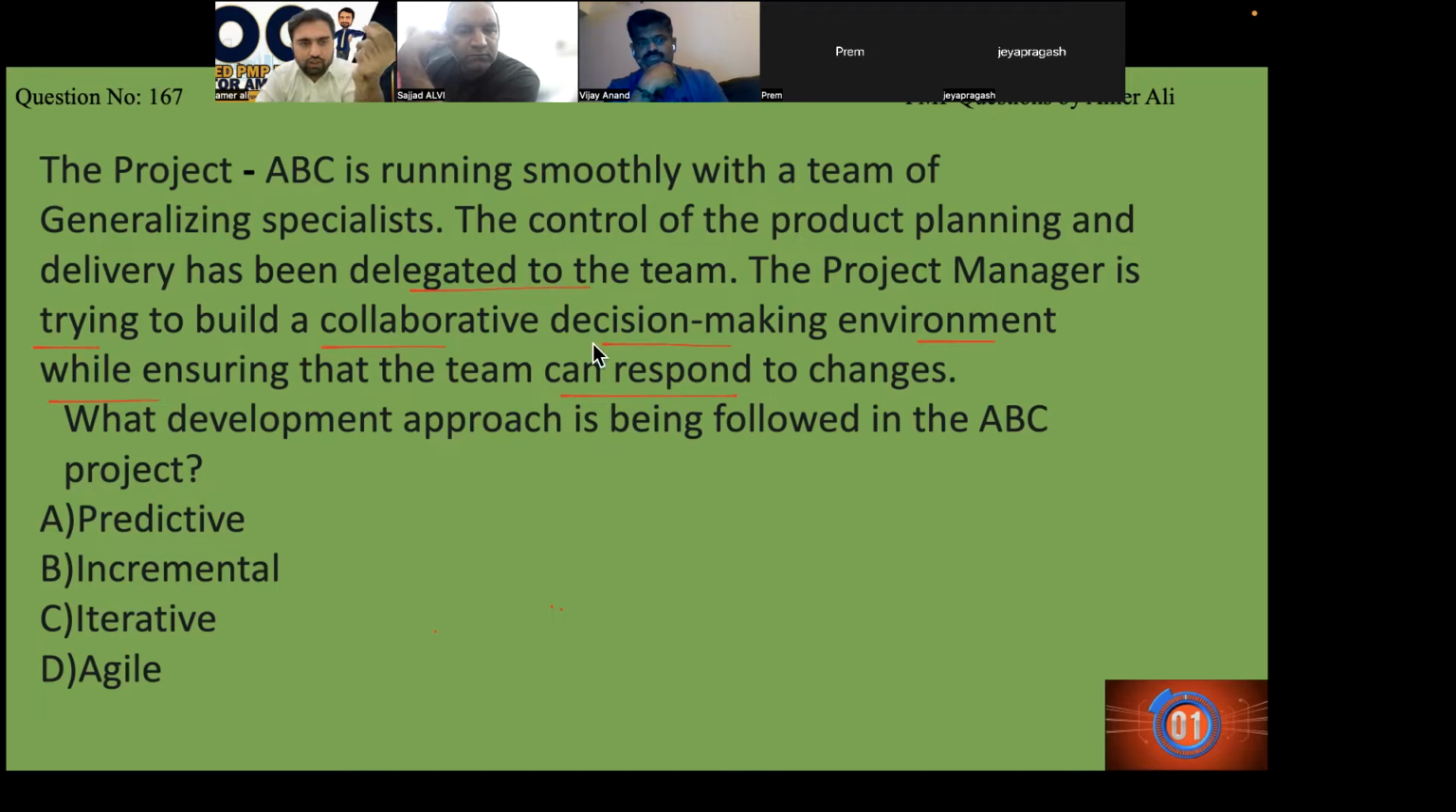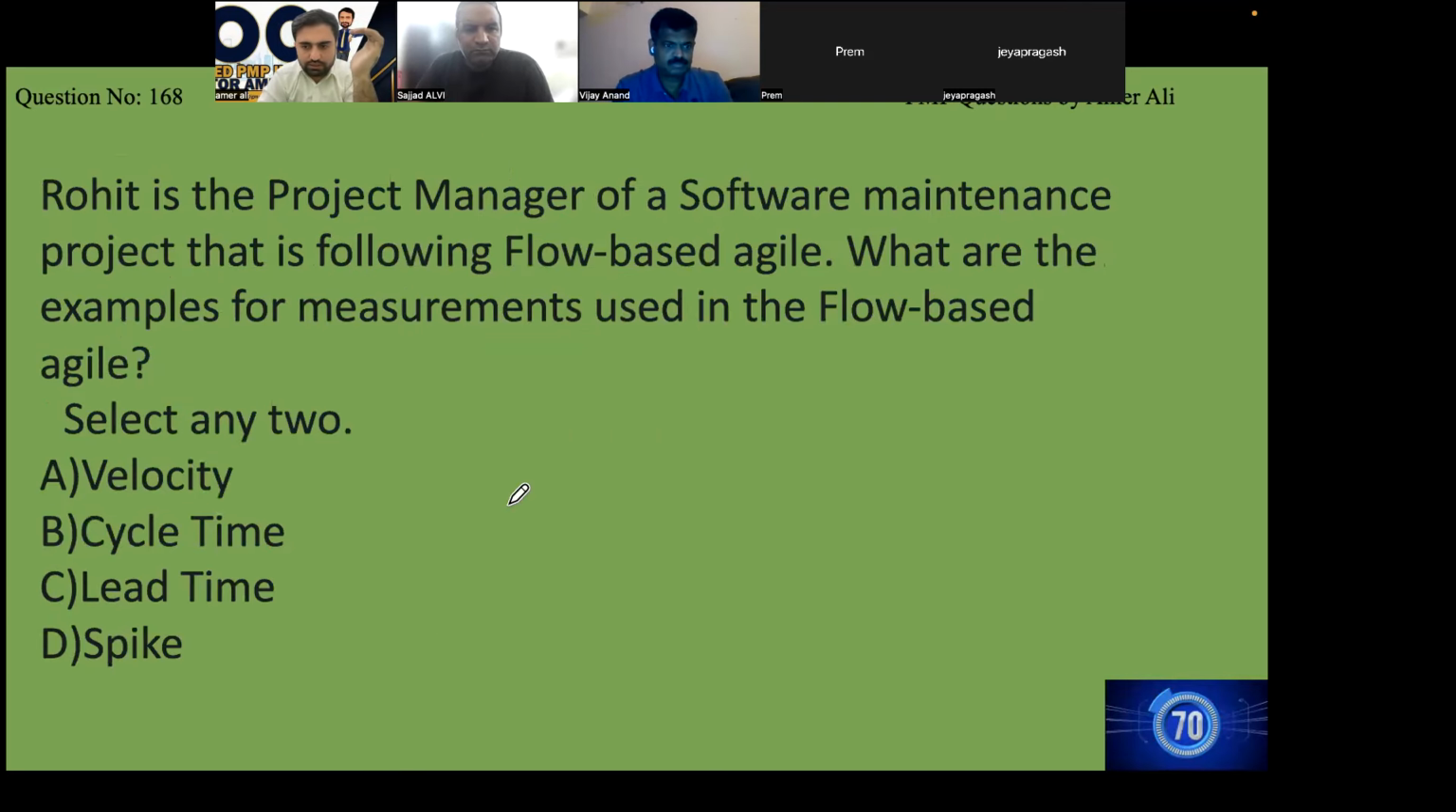Straightforward, it is the definition of collaborative. It's not predictive, it's not incremental, it's not iterative, it's Agile. This question has to be right by every single person, and I'm happy to see that everyone has put the right answer. Good.